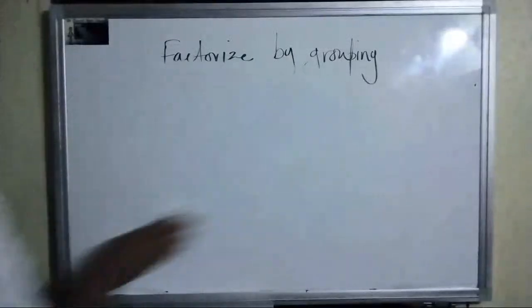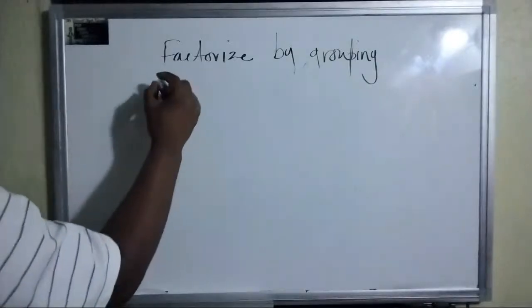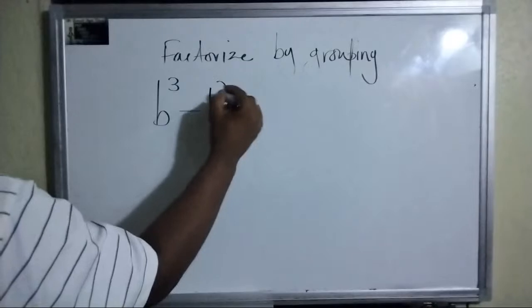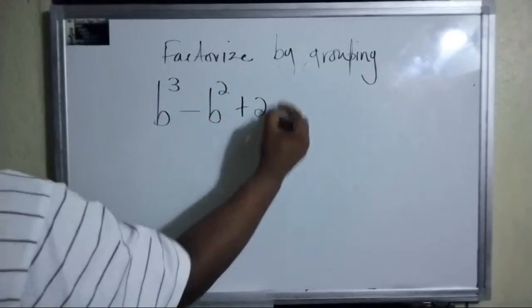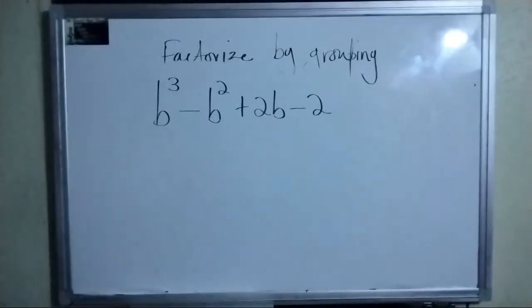Alright, so guys, this is the last one that I have on this. Here it is: b cubed minus b squared plus 2b minus 2. So guys, let me just monetize this here.